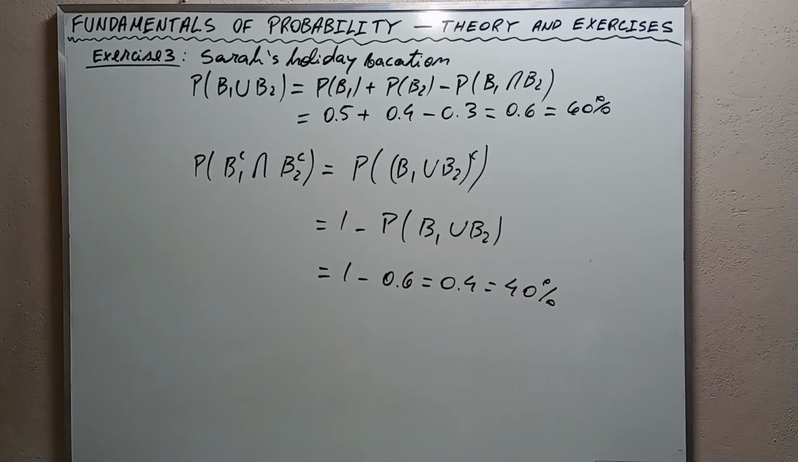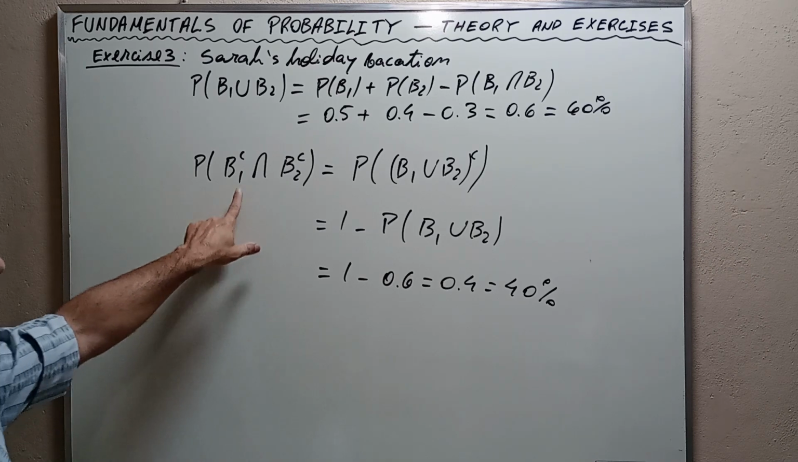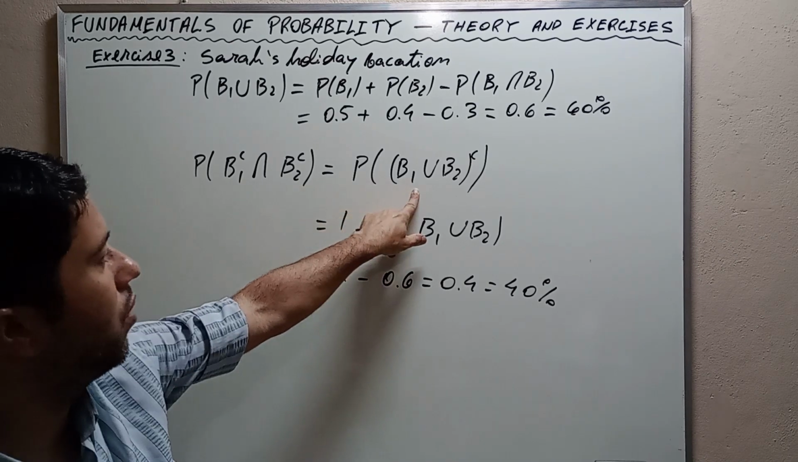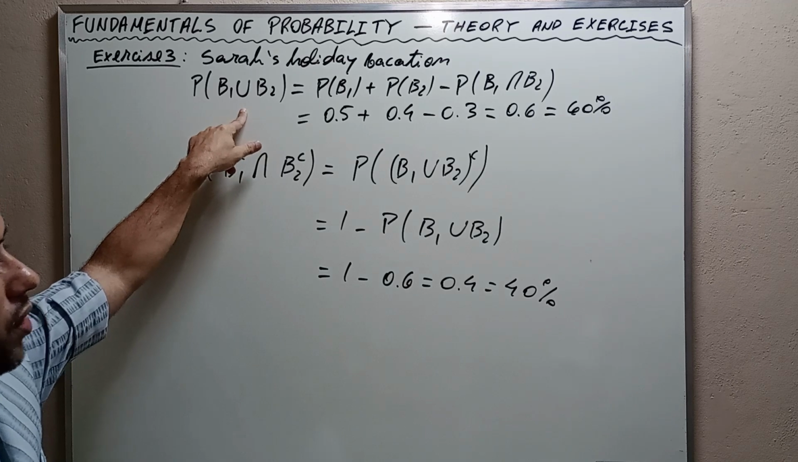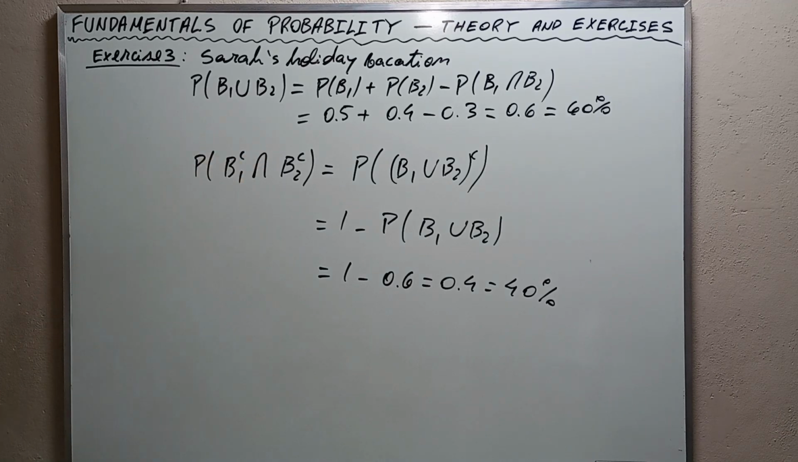Okay, my friends, this is the probability of her liking neither of them, which is the complement of her liking at least one of the books. And this is all for exercise 3. Let's go to exercise 4.